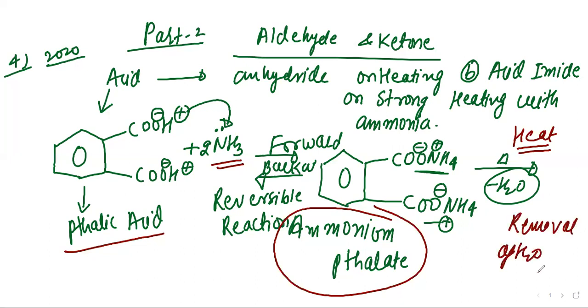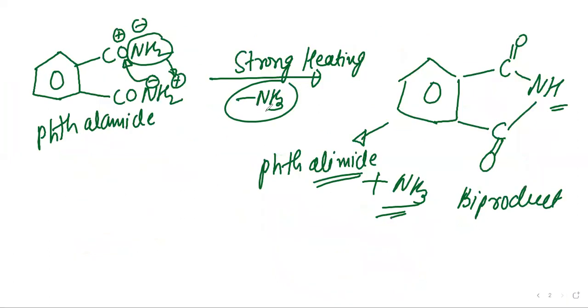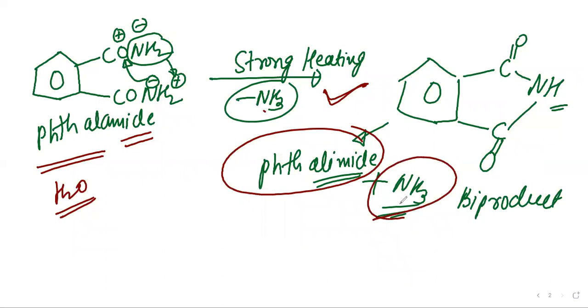Removal of H2O is happening. So next, it forms ammonium phthalate, which will further form phthalamide after removal of water. So water is removed, then it forms phthalamide. And after strong heating, it forms phthalimide. So this is your final product after removal of ammonia. This was asked in 2020 in the second phase. Now see the next example.